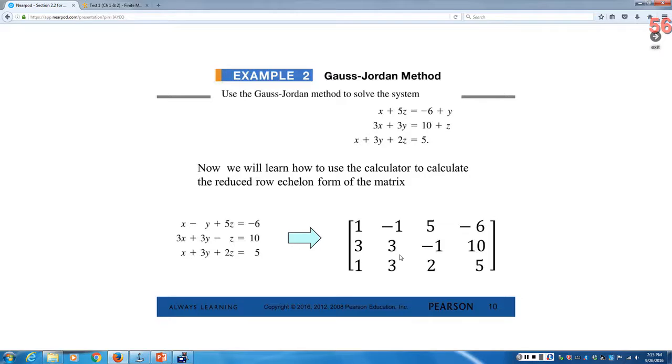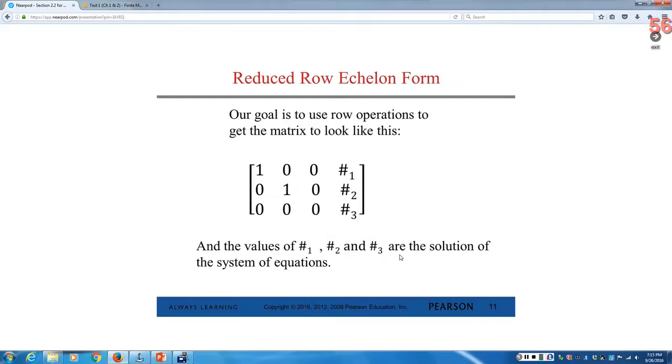Everybody got their matrix? Now, our goal is to use row operations to make it look like that, where number sign 1, number sign 2 and number sign 3 are numbers, we just don't know what they are. They're the solution. And there's a mistake right there. That should be a 1 also. I'll have to fix that before I use it again. The last row should be 0, 0, 1, number sign 3. That's our goal, for it to look like that.